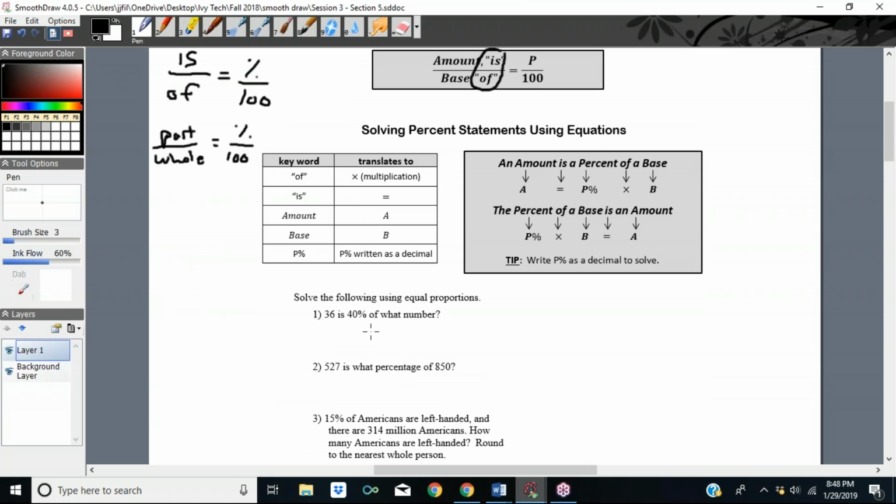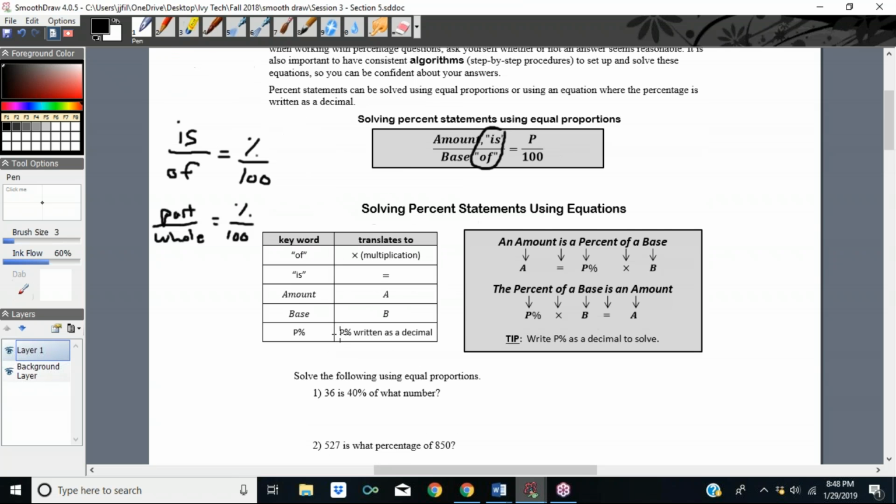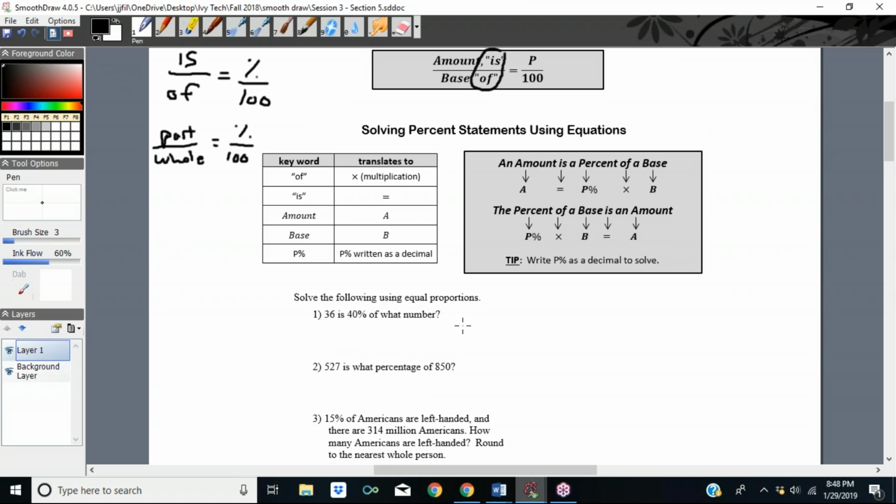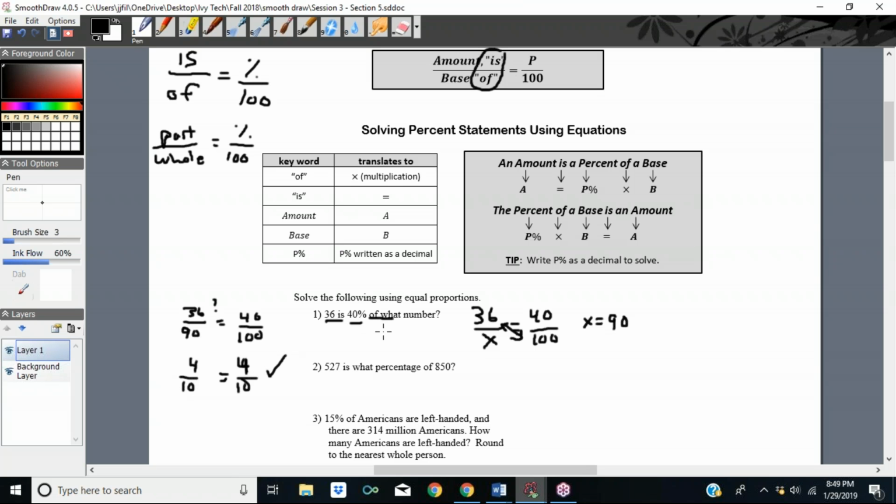So let's just look at number 1, 2, and 3. Number 1 says 36 is 40% of what number? So 36 is, so we would just put that in the is spot. It says of what? We don't know what the of part is. And then we have the 40%. So 40 and the 100 is always the same. So we're going to do 36 times 100 divided by 40. And we get 90. And then we want to check and make sure this makes sense. 36 over 90, does that equal 40 over 100? If you reduce these two fractions, 40 over 100 is 4/10. And if you reduce 36 and 90, dividing them both by 9, you get 4/10. So yeah, that's correct.